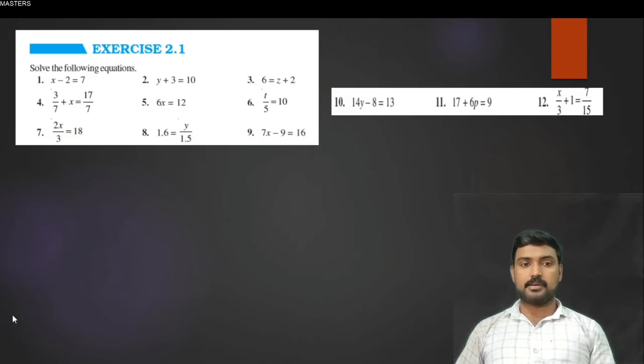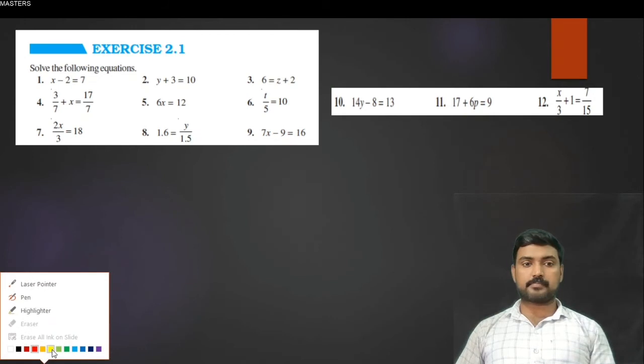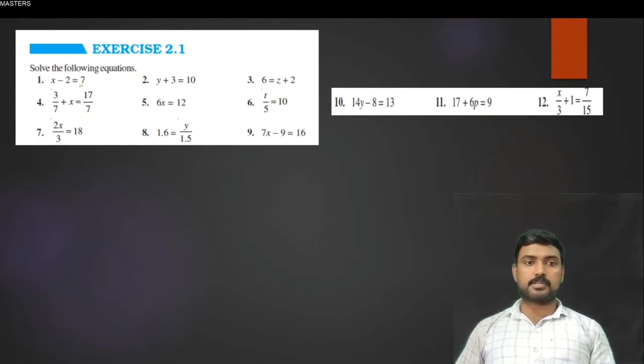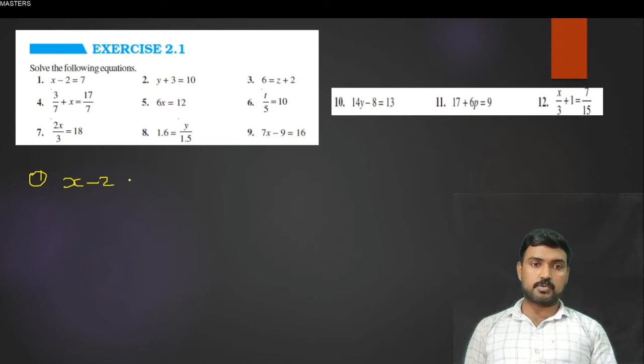For example, the first equation is given: x minus 2 is equal to 7. We can take this as question number 1. In this equation, only one variable, x alone, comes. So this is an example of a linear equation in one variable. In some equations we will see x square, x cube, many powers other than x. But here x always appears one time, so it is known as linear. So this is the chapter linear equations in one variable.